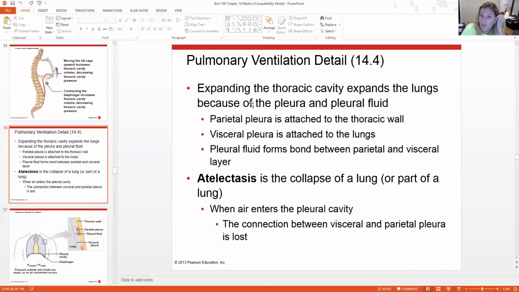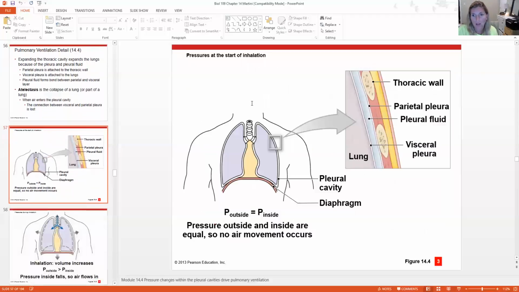So expanding that thoracic cavity will expand the lungs, and the parietal pleura is attached to the thoracic wall. Visceral pleura is attached to the lungs. Pleural fluids, the special bond between them. Atelectasis is the collapse of a lung or part of a lung, and that's when air would enter that pleural cavity. So if there is a puncture, if someone like stabs you in the ribs and it punctures your lung, a collapsed lung could result because of that negative pressure that's developing in there. So there you see those boundaries.